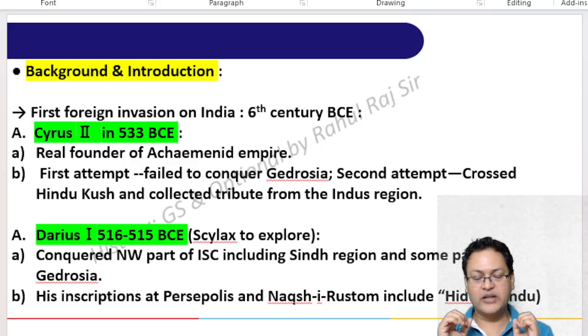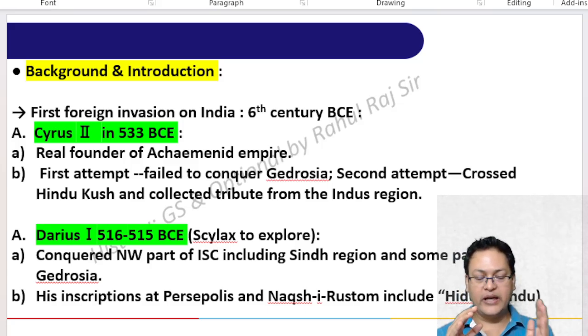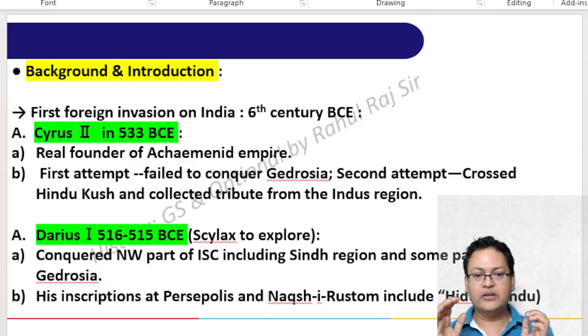Because guys, UPSC rewards diversity. So if you write more and diverse points, you will definitely get more marks. While teaching, this is my focus, to give you something extra which your competitors may not have. So if you write like this, you'll definitely get half or 1 mark extra. So first let's discuss background and introduction.